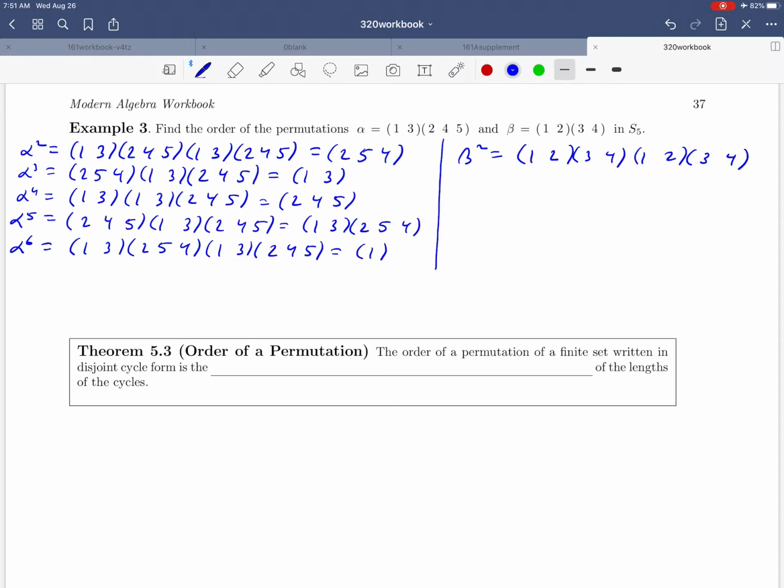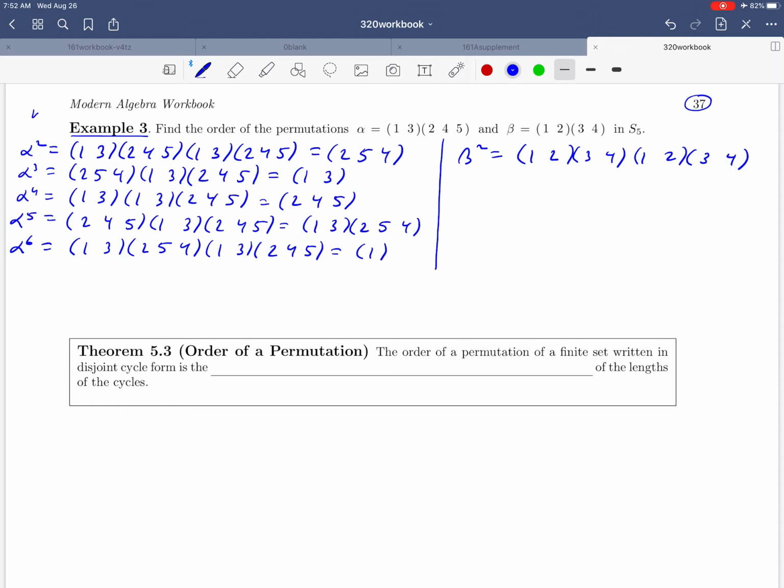Hello everybody and welcome to example 3 on page 37. So hopefully you've taken a little bit of time to actually work through this example and do these calculations. I'm showing you my partial calculations so that you can compare with the answers that you got.